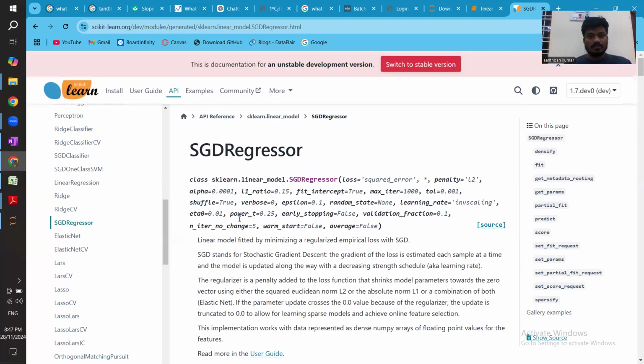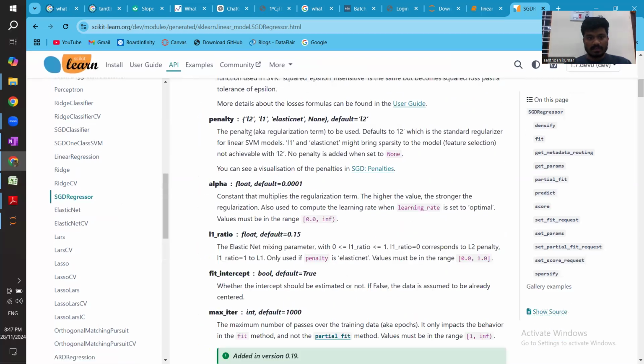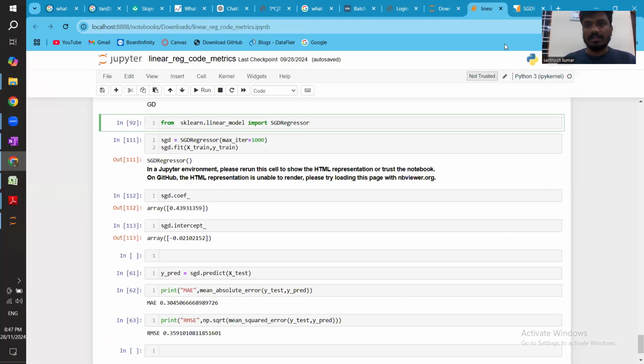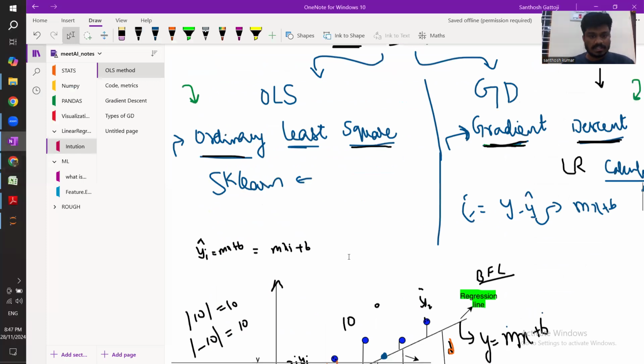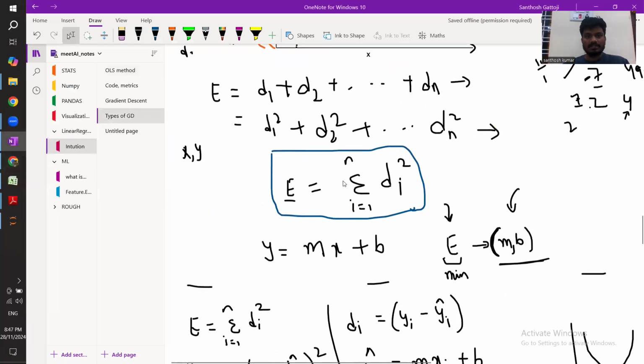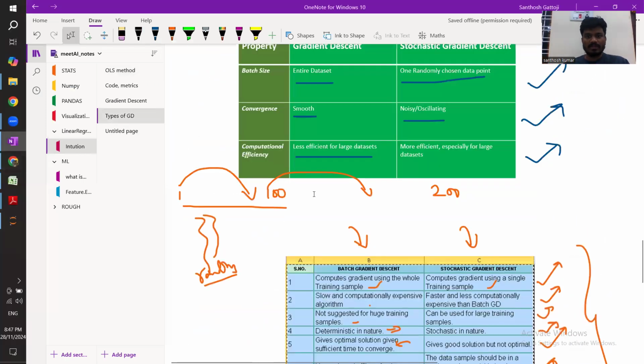This is what we have studied. The most important thing here is penalty, which will lead to our next session. So you can take this SGD regressor and try it. That's regarding gradient descent. I hope you understood it well. Let me know if you have any doubts.